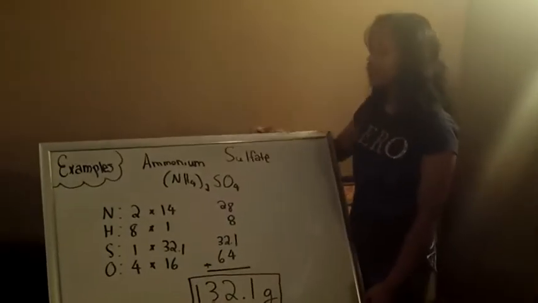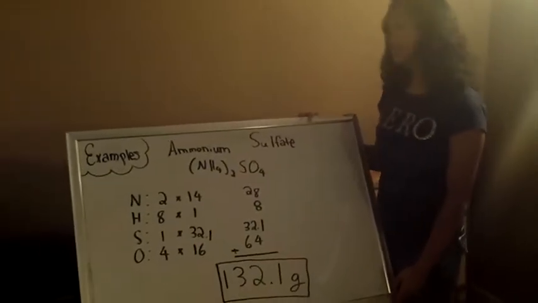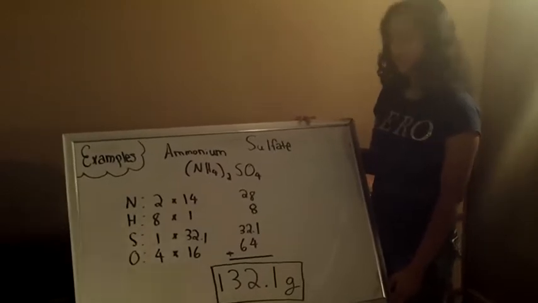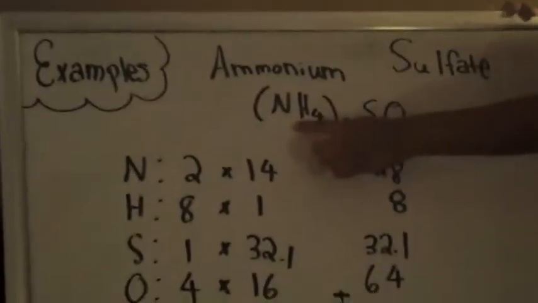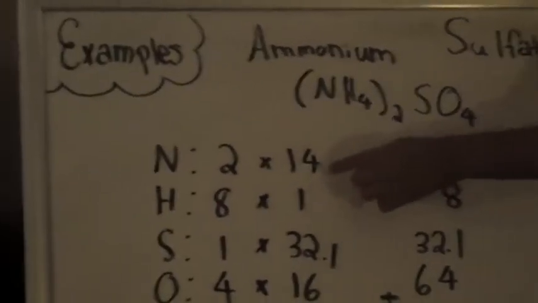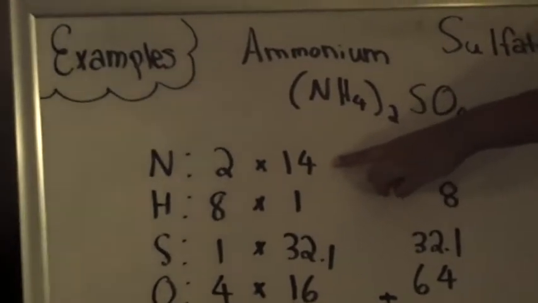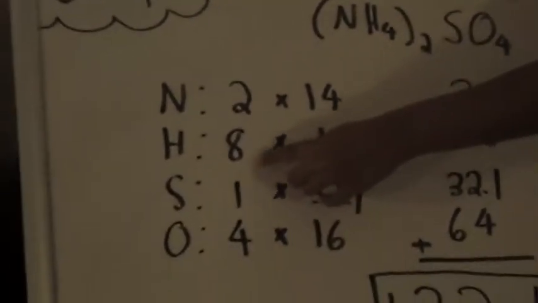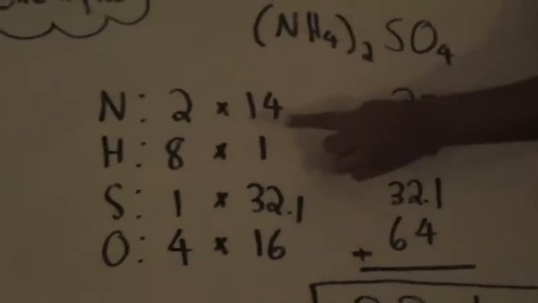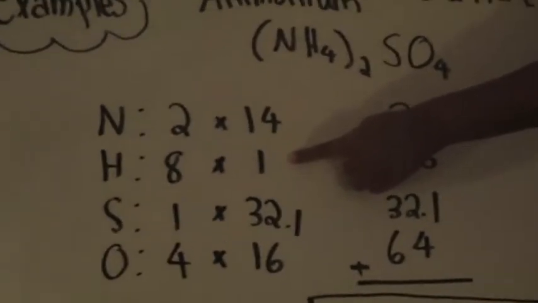We are going to use the example of ammonium sulfate to explain how to find molar mass in a chemical compound. As you can see here, we have 2 nitrogens in this chemical compound. So you take the 2 nitrogens and multiply it by its atomic mass, which is 14, and you would get 28. And you would do the same for hydrogen. For example, you have 8 hydrogens. So you would take 8 hydrogens multiplied by 1, because that's the atomic mass, and you would get 8.